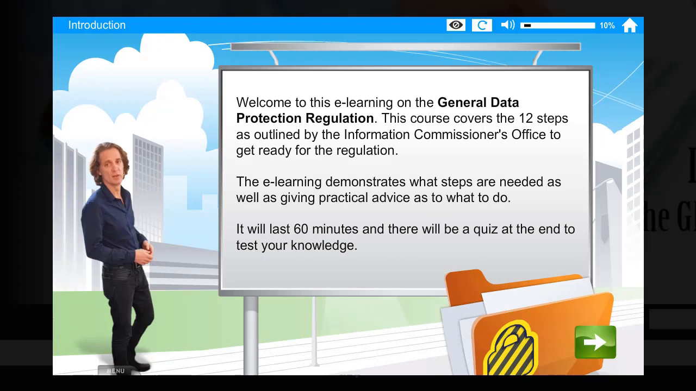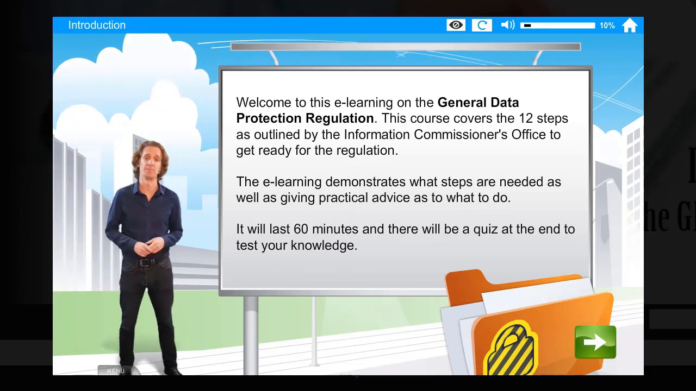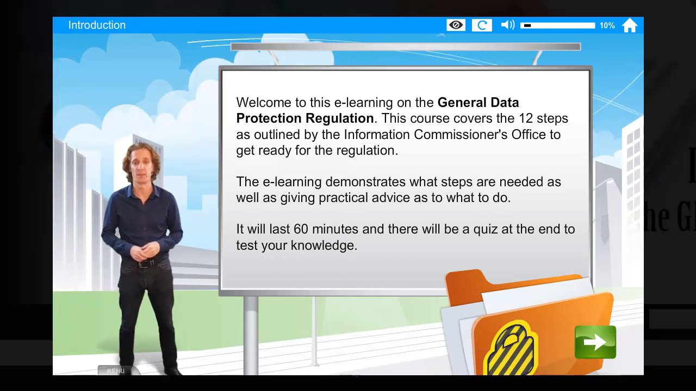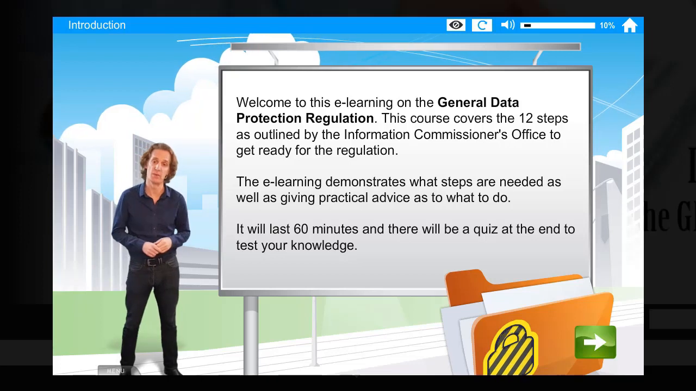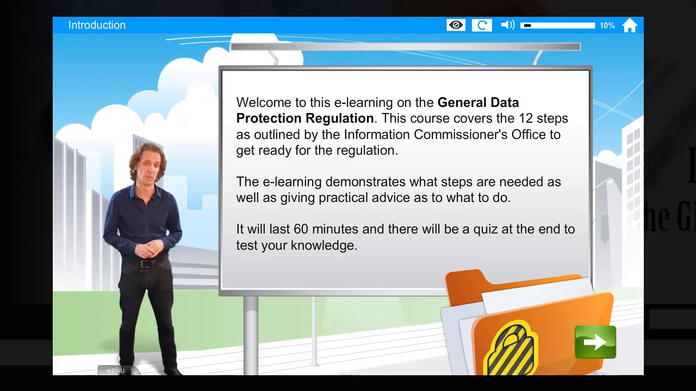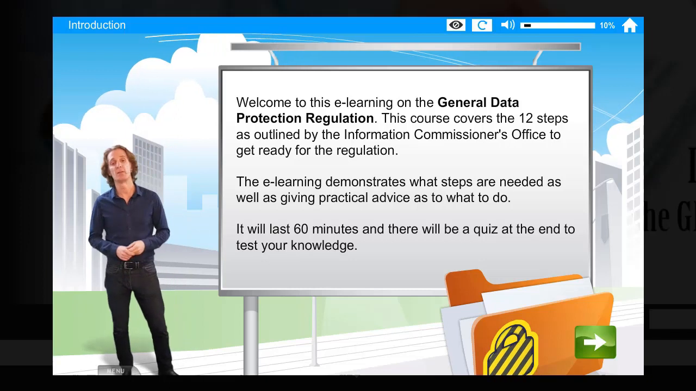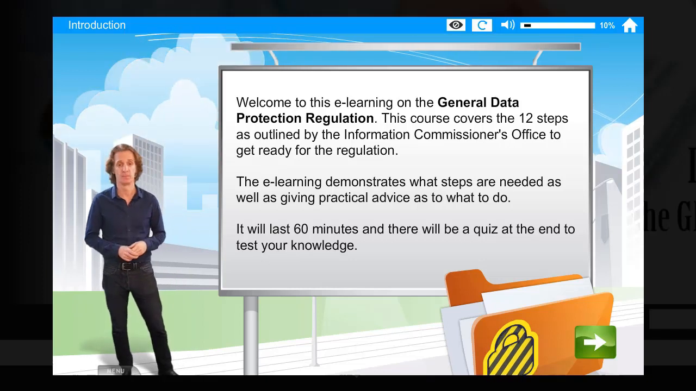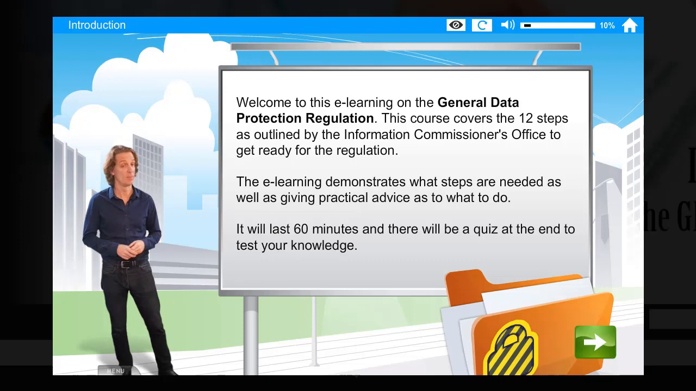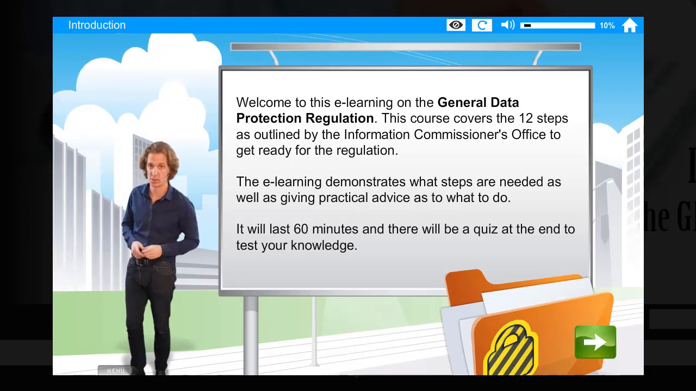Welcome to C Learning on the General Data Protection Regulation. This course covers the 12 steps as outlined by the Information Commissioner's Office to get ready for the regulation. The e-learning demonstrates what steps are needed as well as giving practical advice as to what to do. It will last 60 minutes and there'll be a quiz at the end to test your knowledge.